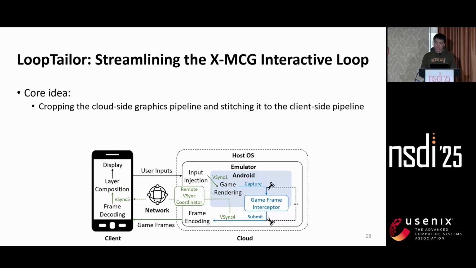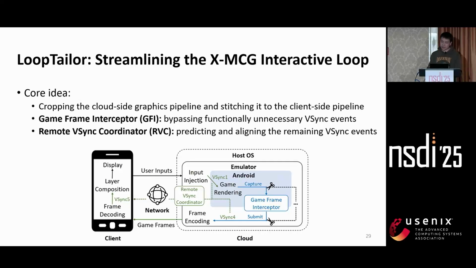Guided by the above insights, we designed LoopTailor, an adaptive vsync regulator. This figure shows the architectural overview of LoopTailor, which streamlines the interactive loop of XMCG by cropping the cloud-side graphics pipeline and staging it to the client-side pipeline in a fine-grained manner. LoopTailor has 2 components, game frame interceptor and remote vsync coordinator.